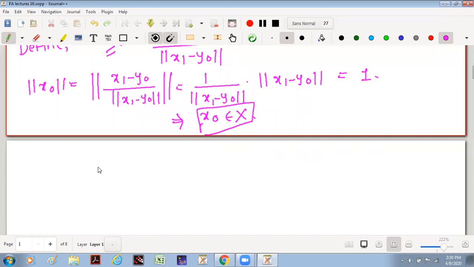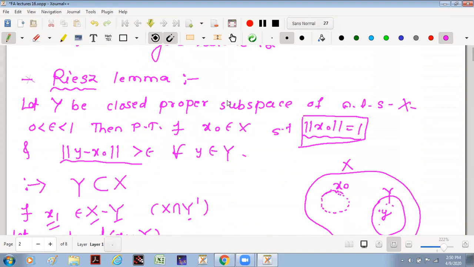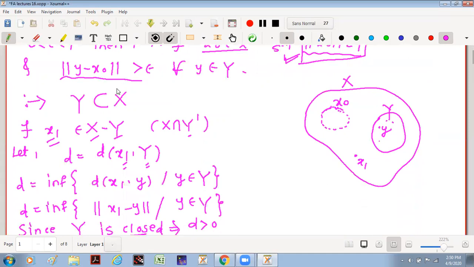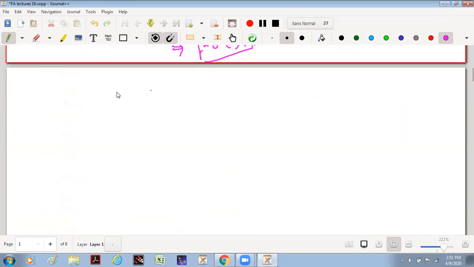Okay, now the second point to prove: norm of y minus x naught is greater than epsilon. Let us have a look at what we have proved and what we are going to prove. This we have completed: we have found one vector x naught in x such that norm of x naught is equal to 1. Now the second thing remaining to prove is norm of y minus x naught is greater than epsilon. To prove this, we will start with norm of y minus x naught.